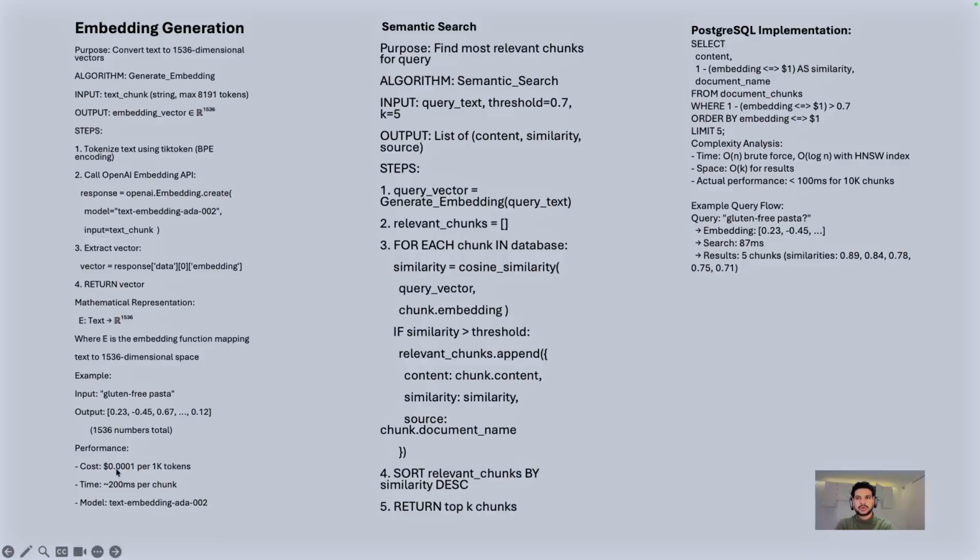And our performance, so the price is really low. You can see 1K tokens is going to cost us this much. And we have 200 milliseconds per chunk for uploading time and embedding time.